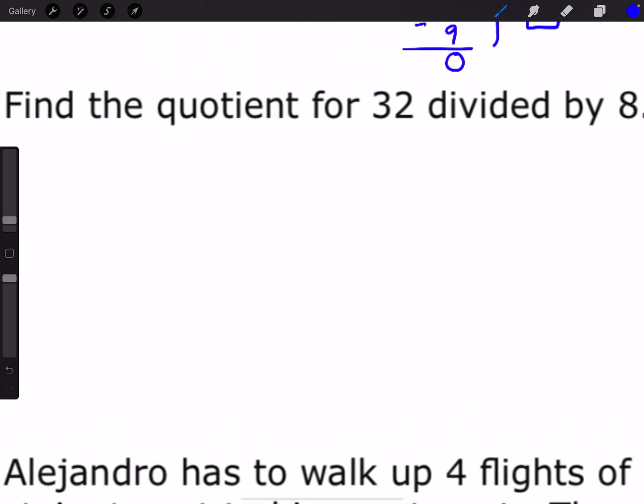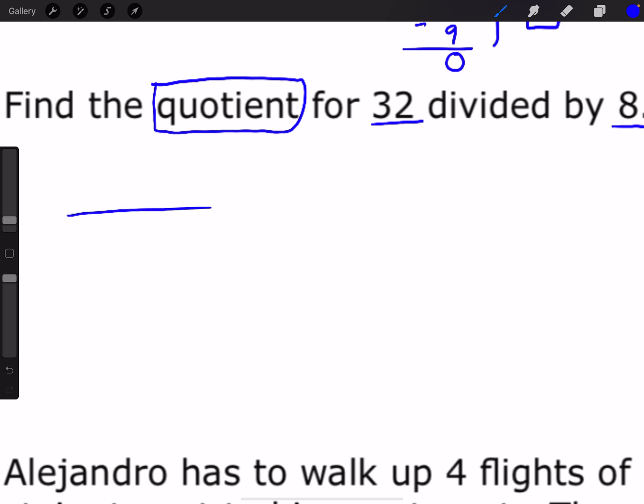Find the quotient. We know that quotient from our vocabulary means the answer to a division problem for 32, which is the dividend, divided by 8, which is the divisor. And let's just do 1 with chunking and 1 with repeated subtraction.